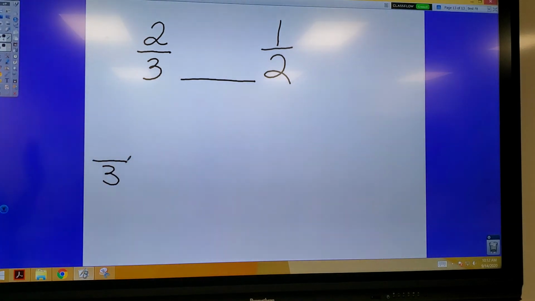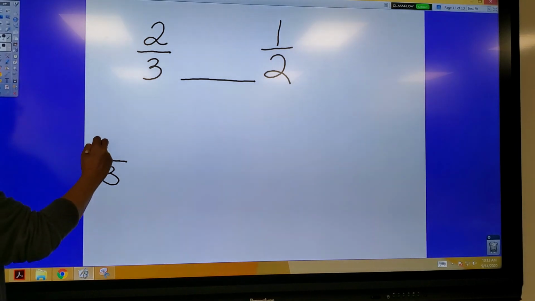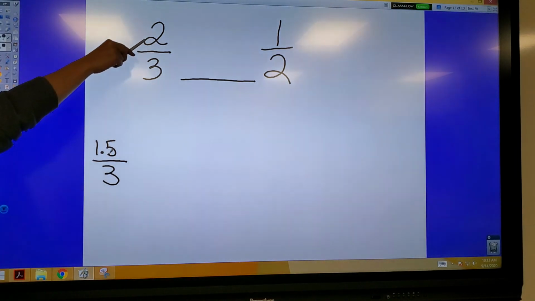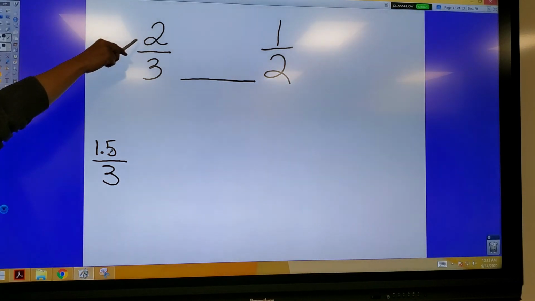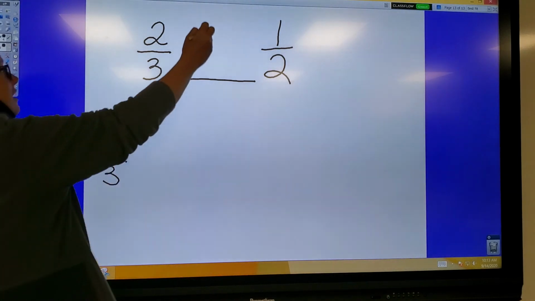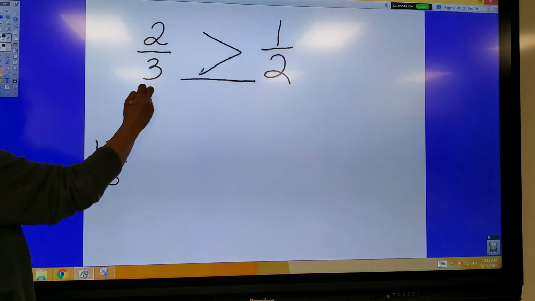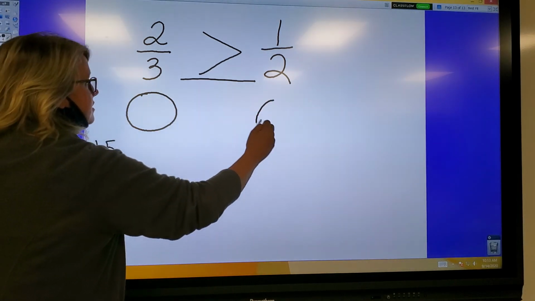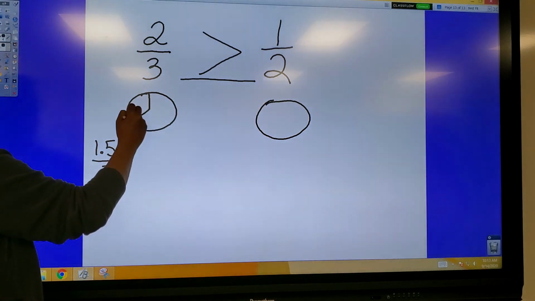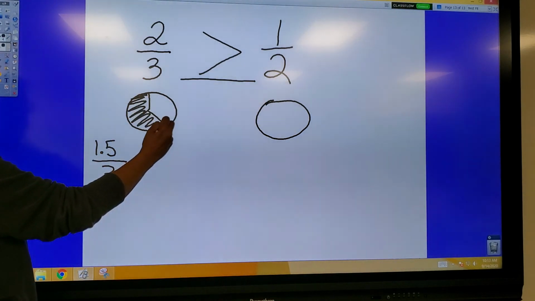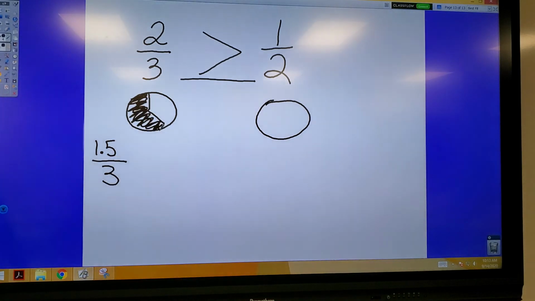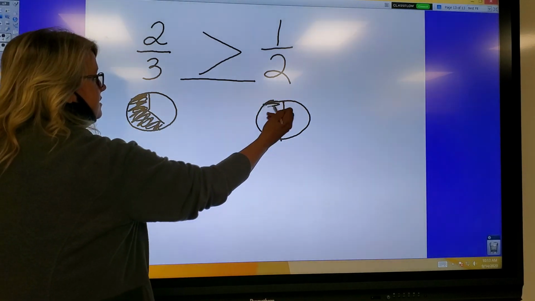What is half of 3? I know it's an odd number, but you can still take half of it. What's half of 3? 1.5, right? Is 2 more than 1.5 or less than 1.5? More, right? So this would be greater than a half. That's more than this. Again, you could draw your pictures. We need circles that are somewhat the same size, all right? 2/3. That's obviously more than a half. Okay, a half would just be this.